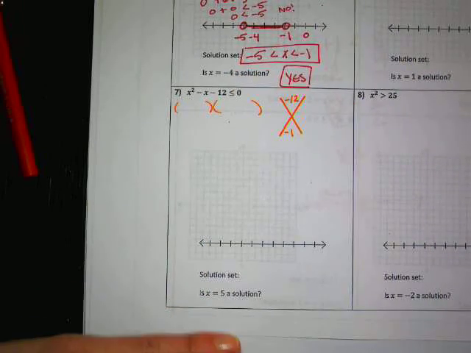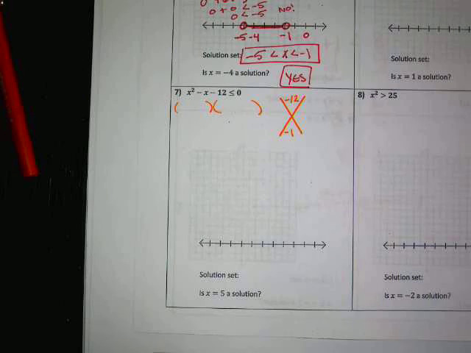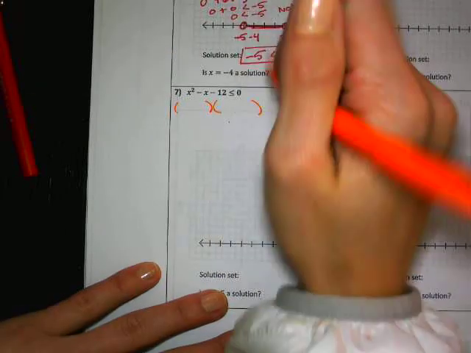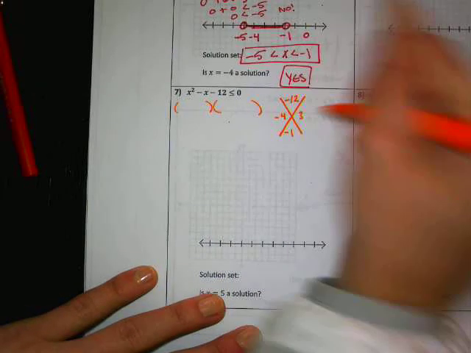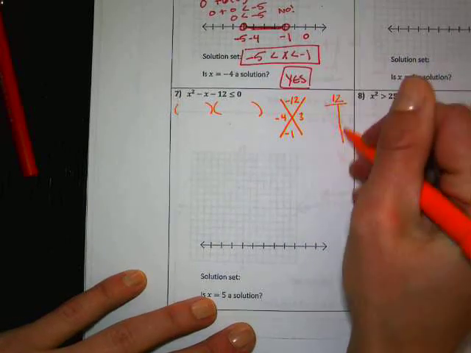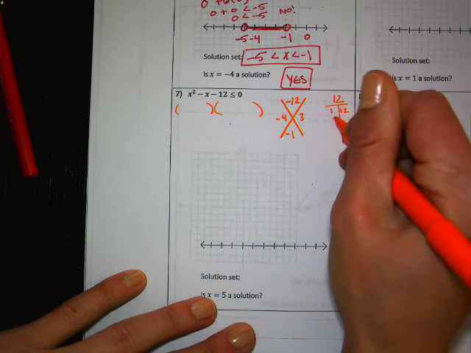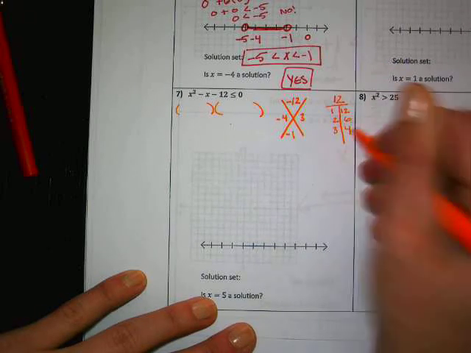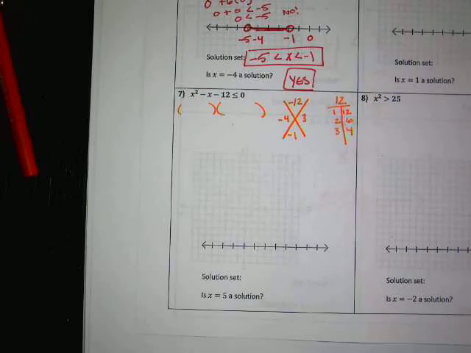Think about the multiples of 12. If you need to, come off to the side and think of all your factors: 1 and 12, 2 and 6, 3 and 4. So which one of these is going to give you -1? Well, 3 minus 4.